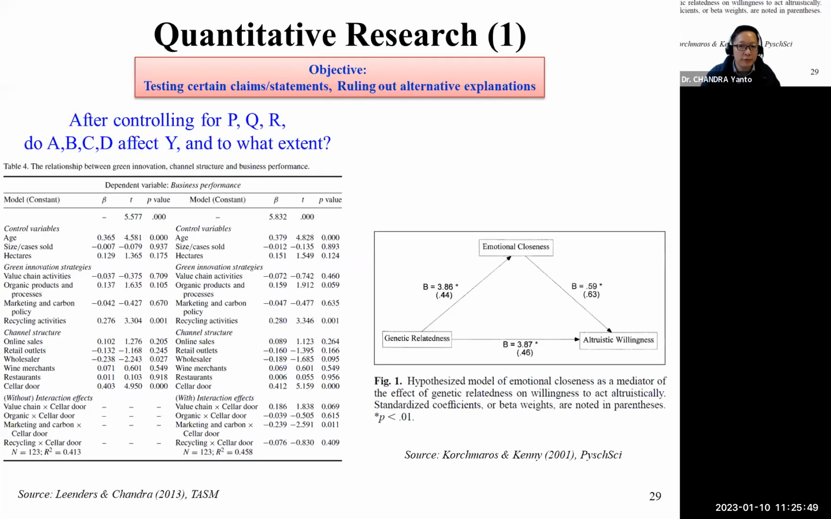So in quantitative research, you're trying to test certain claims or statements, right? For example, whether a certain behavior will make people live longer, right? A certain behavior will make people perform better in their jobs.